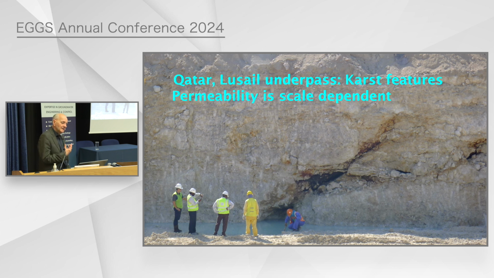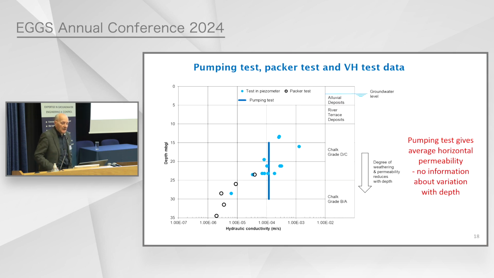So, a pumping test can still be useful in this because, if you've got piezometers, it should reflect what's happening in the ground. Although you may get quite confused with very high yield or relatively low yield. So a pumping test gives the average horizontal permeability, but no information about the variation of permeability with depth.